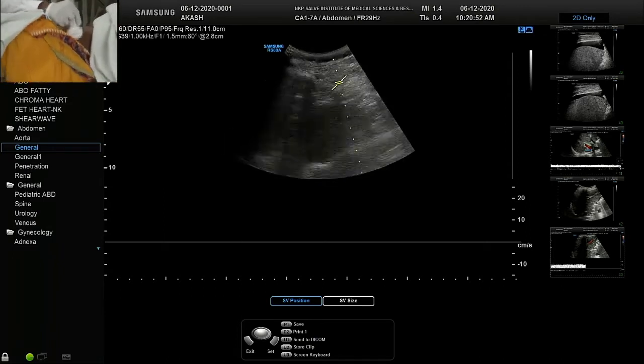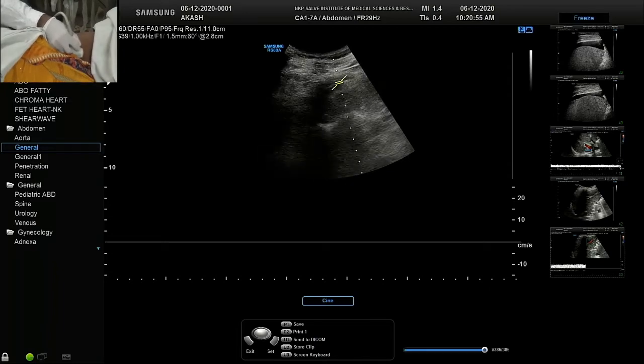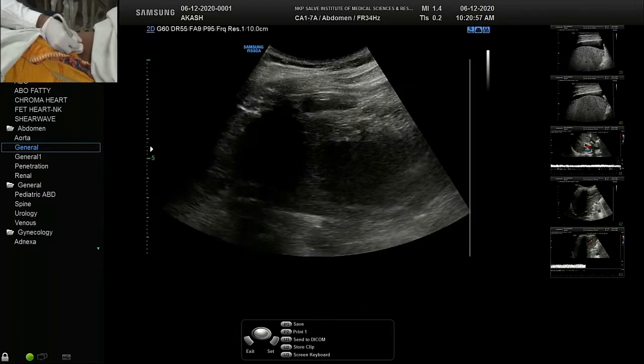So there are two sides of collateral. One is gastroesophageal junction and other is the paraumbilical vein.